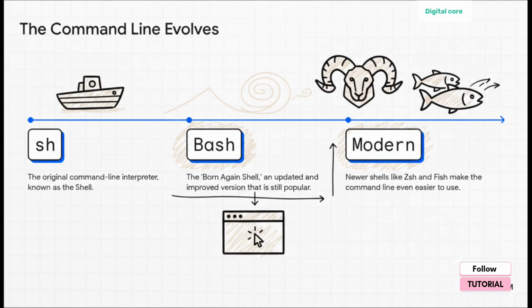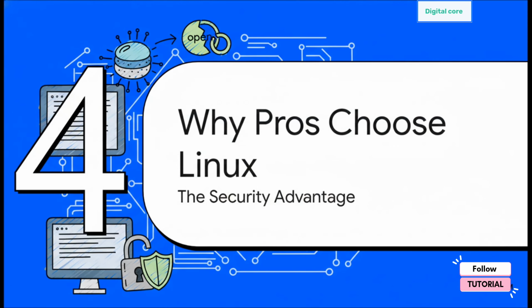And the language you speak in the terminal has evolved too. It all started with the original shell called sh. Then that was improved into bash, which is still super popular today. And now we have modern shells like zsh and fish that add all these cool features like auto-suggestions, making the command line even more powerful and way easier to use. Okay, so let's put it all together. We have this powerful kernel, a super flexible open source operating system, and this direct control terminal. So what is it about that specific combination that makes Linux the absolute go-to for hackers and cybersecurity pros?